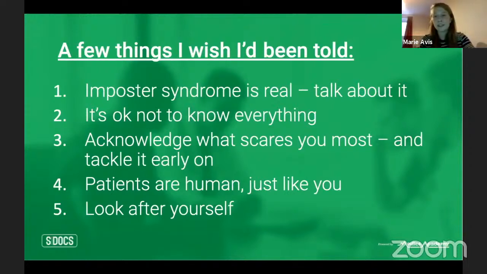It's okay to not know everything. This is something I wish someone had told me. You don't have to know everything at all. No one expects you to. I'm in my final year. I don't know everything by a long shot. And no one expects you to know everything. As long as you're willing to learn, that is fine.